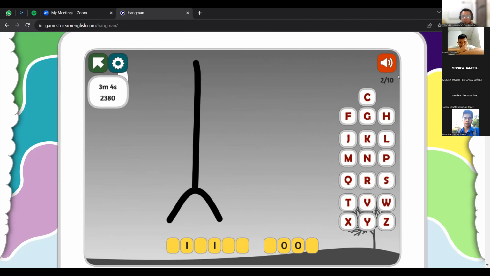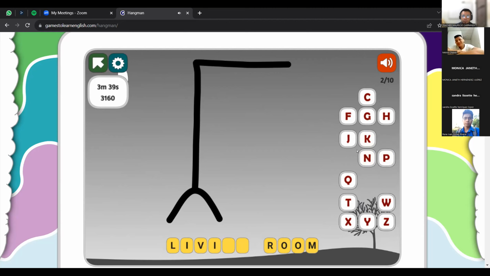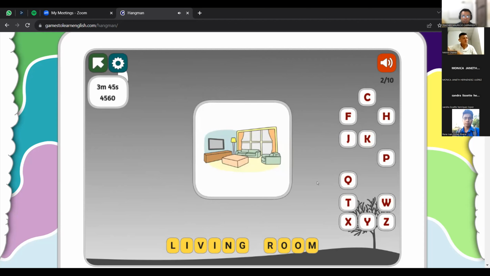Swimming pool. Sorry? I think Rene has the word, but I don't know. Can you repeat it? Swimming pool. That means it should have the letter S, but it doesn't have it. R. Yes. N. Yes. Living room. Good. Living room. Great.